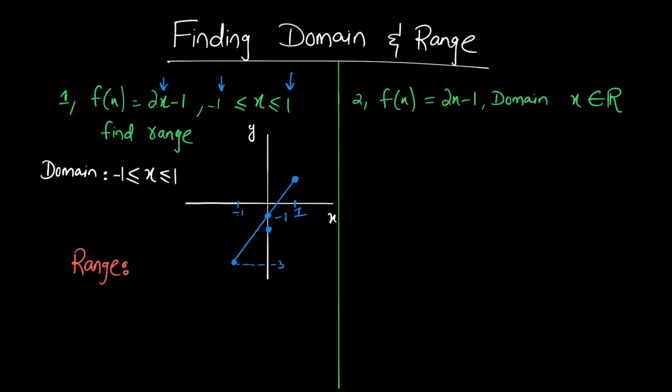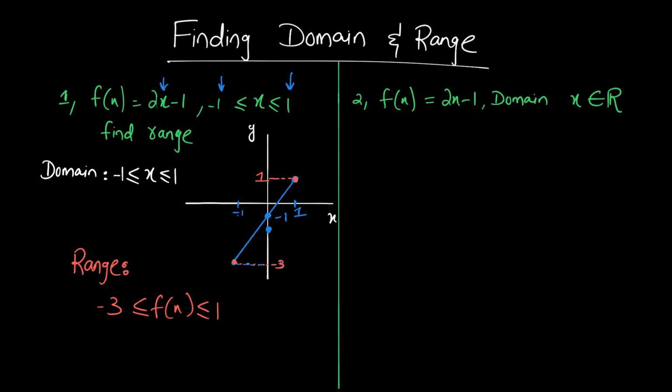So by looking at your graph, you can observe that the minimum point of this function is minus 3, and the maximum value of the function is, when you insert 1 over here, you get 1, right? So the maximum value is 1 and the minimum value is minus 3. So your function f of x is between minus 3 and 1 inclusive. So this is the range of the function.